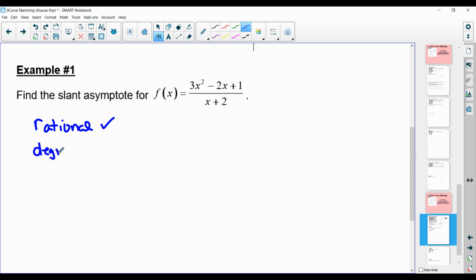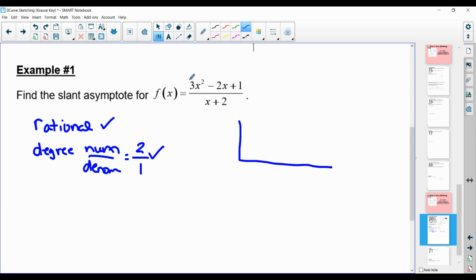And so we're looking at the degree of the numerator versus the denominator. If we look at the degree of the numerator, we've got 3x squared minus 2x plus 1. So the degree of the numerator is 2, and the degree of the denominator is 1. So this fits as well. Now, if we could factor and break things down, we would do that, but in this case, we can't. So factor if possible. So we're going to start off by using synthetic division.